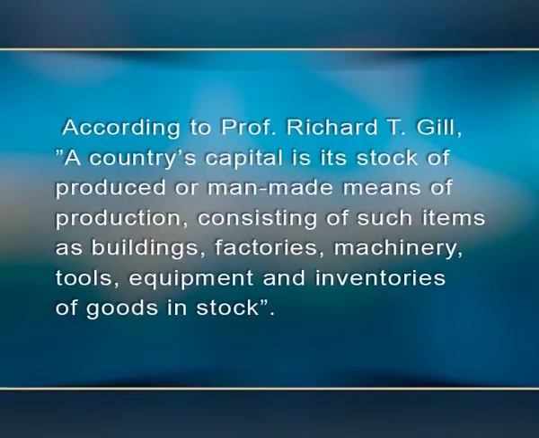Machines, tools, instruments, factories, canals, dams, transport equipment, stocks of raw material are some of the examples of capital. All of them are produced by men to help in the production of future goods. So, according to Professor Richard T. Gill, a country's capital is its stock of produced or man-made means of production, consisting of such items as buildings, factories, machinery, tools, equipment, and inventories of goods in stock.